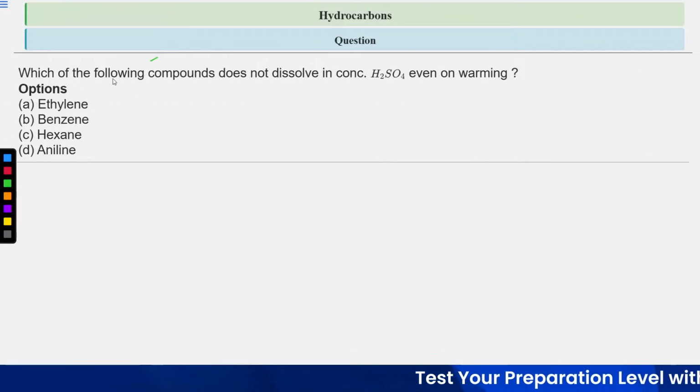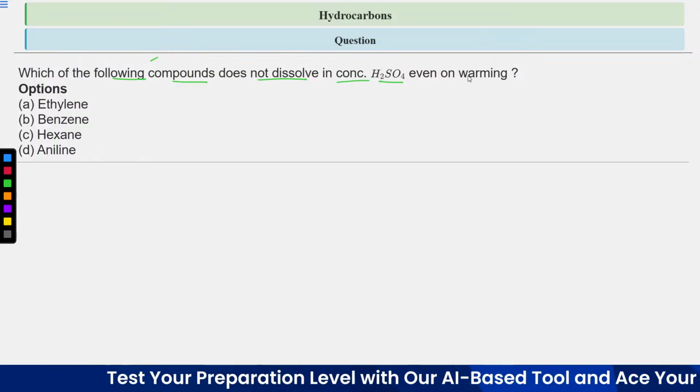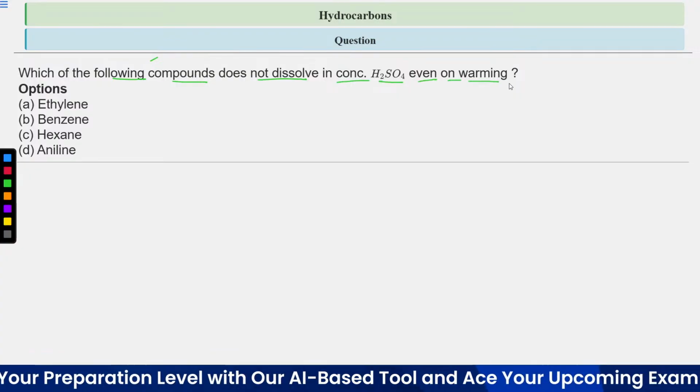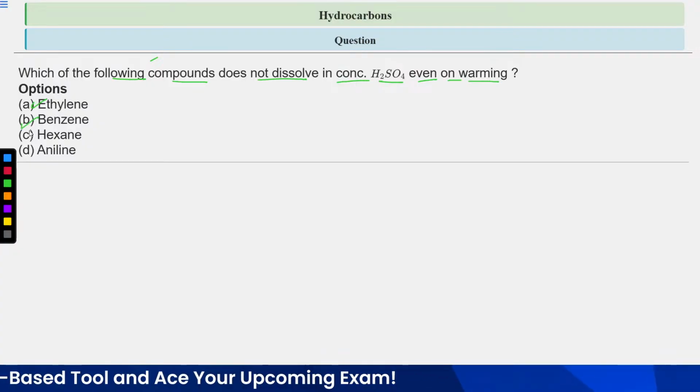Which of the following compounds does not dissolve in concentrated sulfuric acid even on warming? Options are ethylene, benzene, hexane, or aniline.